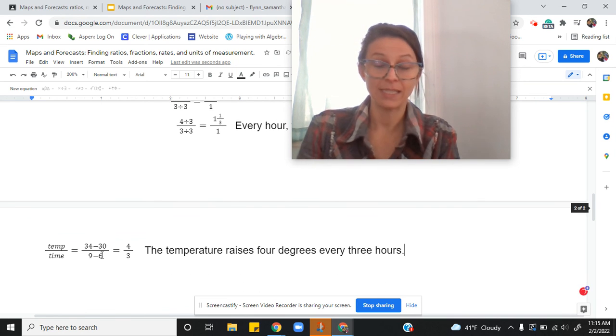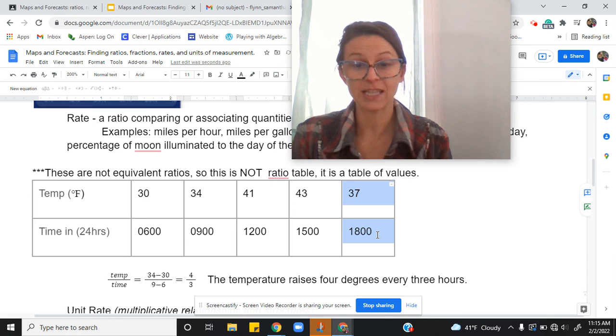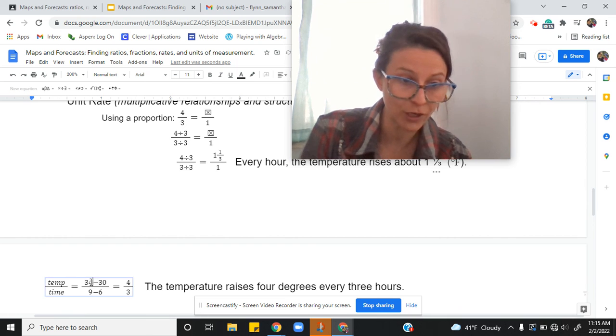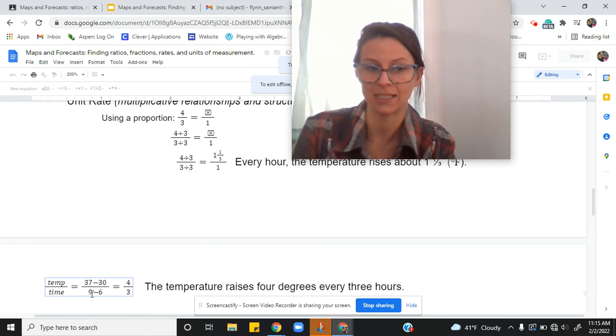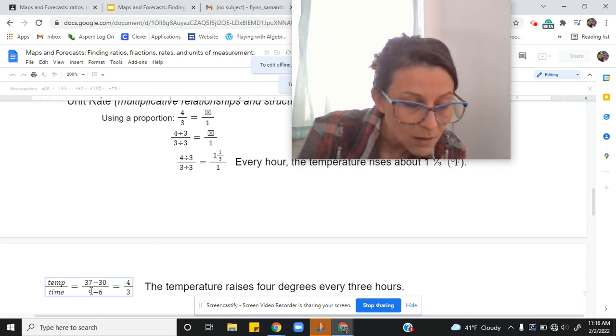We want to compare, so we still need 30 degrees from 6 a.m., but we just need that last value. So it's 37 degrees at 6 p.m. Instead of 34, we're going to 37, and instead of 9, we go to 18, because 6 p.m. is noon plus 6.